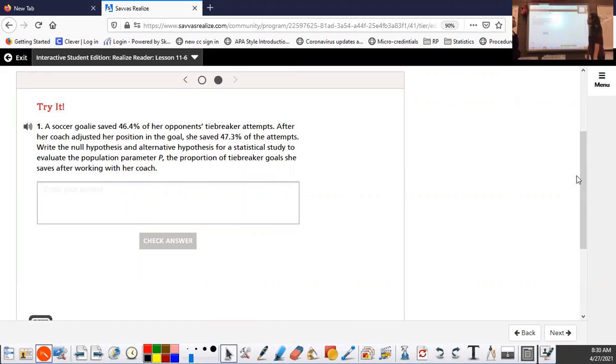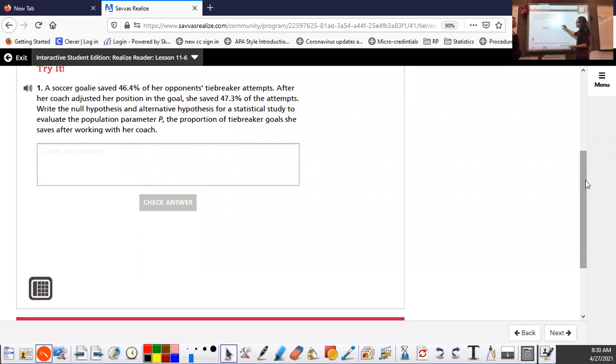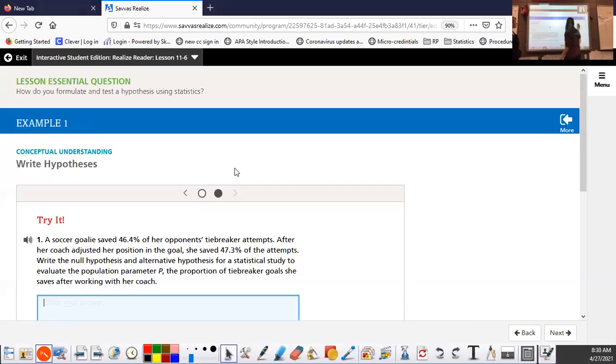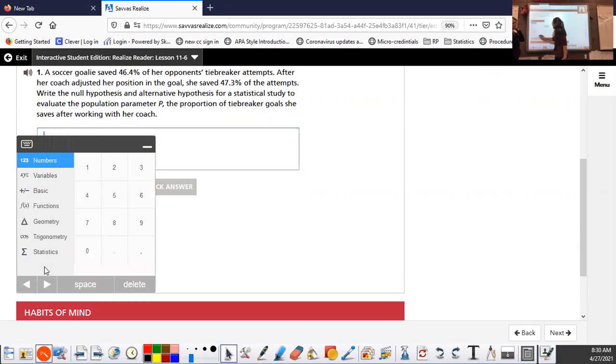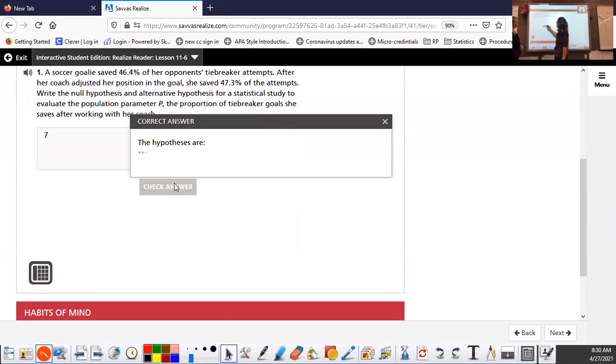I imagine this as a shootout. After her coach says, take 2 steps forward and adjust her position, she's going to save 47.3% of the attempts. And so this one is slightly different because what we're looking at is that it's either going to be greater than that 46% or less. So take a look at how they write this.